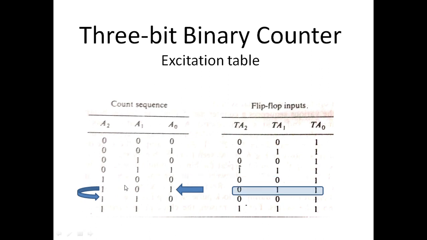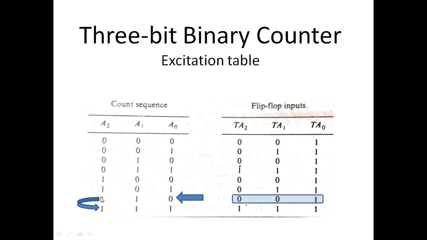When the current state is 1, 0, 1, and we want to go to 1, 1, 0 as the next state, we have to toggle the state of flip-flop 0. We have to toggle the state of flip-flop 1, and we have to leave the state of flip-flop 2 unchanged. So 0, 1, 1 should be given as the input to the 3 flip-flops.